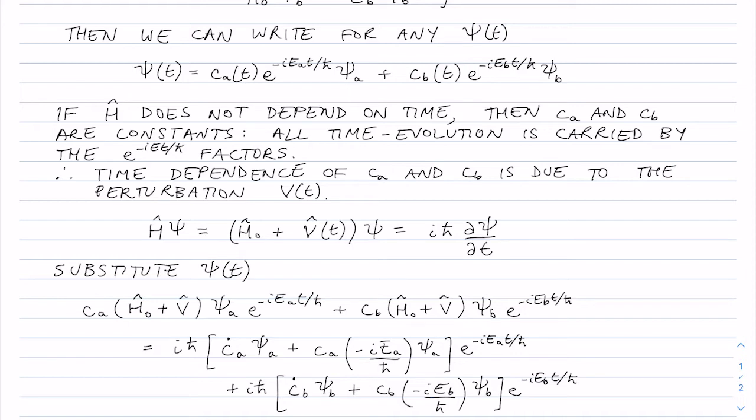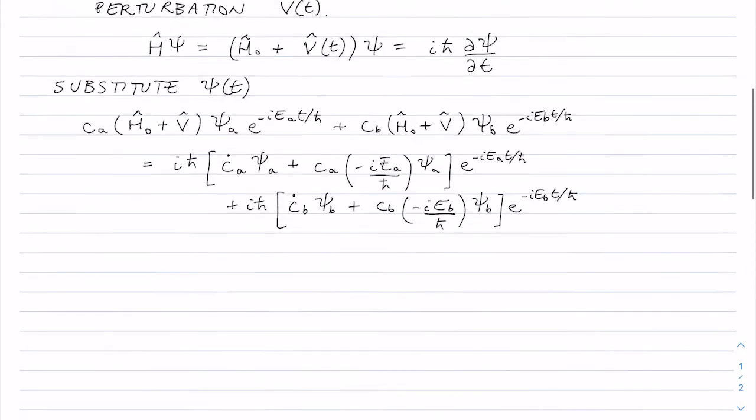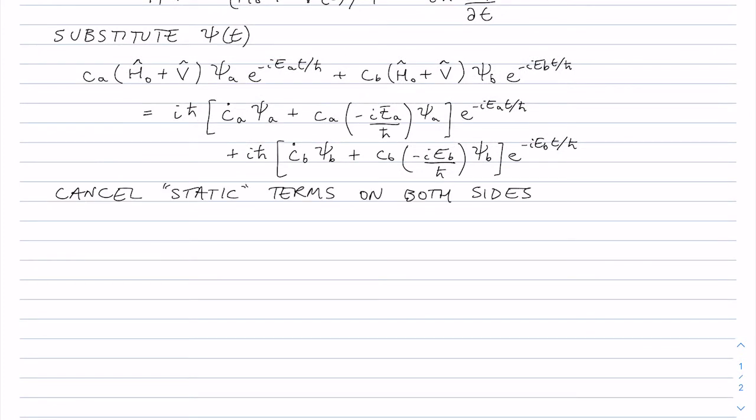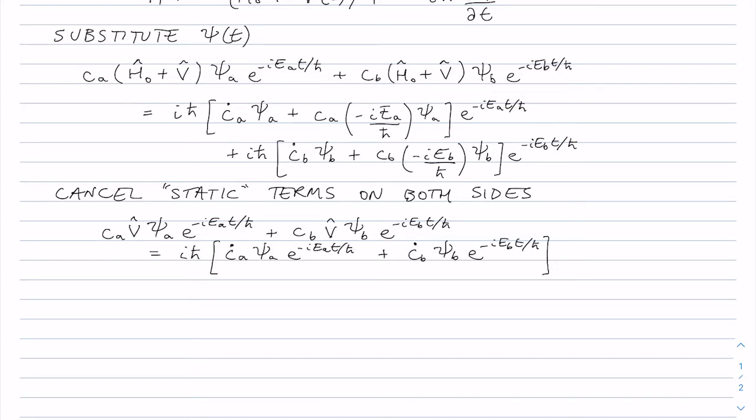Okay, so we've expanded that out, and now what we're going to do is cancel the static terms. The static terms are the ones for H naught. So you can see, for example, here that if I take H naught and act on psi A, then I pull out an EA psi A. And so this term and this term are going to cancel each other, and similarly for psi B. So cancelling the static terms, I will get, well, that's not too complicated an equation.